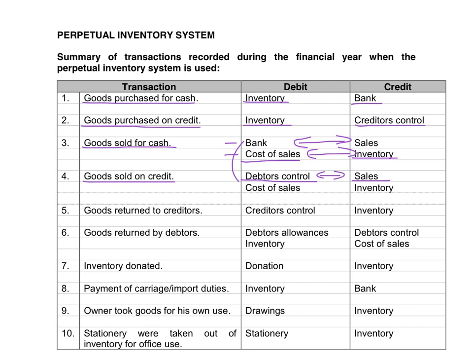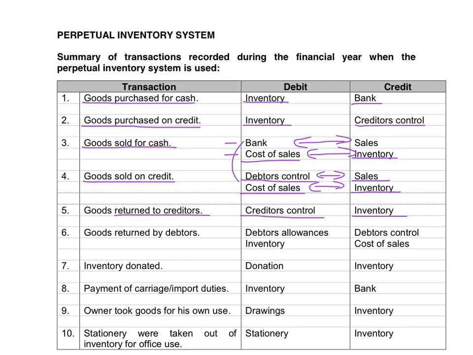Then cost of sales will be increased on the debit side at cost price to show what is the cost price of the inventory that was sold, and our credit inventory to indicate that we have less inventory. If goods are returned to creditors, it means that the creditor's control will be debited because we owe less money to the creditor and liabilities decrease on the debit side. Inventory will be credited because the asset decreases on the credit side.